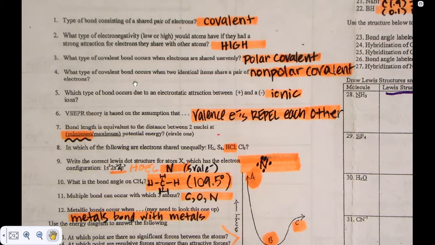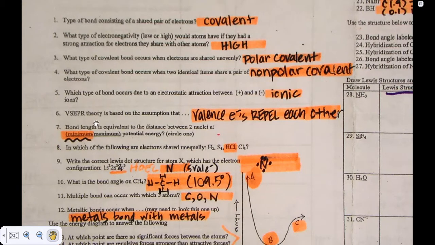Number 4, what type of covalent bond occurs when two identical atoms share a pair of electrons? That's a nonpolar covalent bond. So if your atoms have the same or very similar electronegativities, they're going to share equally. Number 5, what type of bond occurs due to the electrostatic attraction between positive and negative ions? That's called an ionic bond.